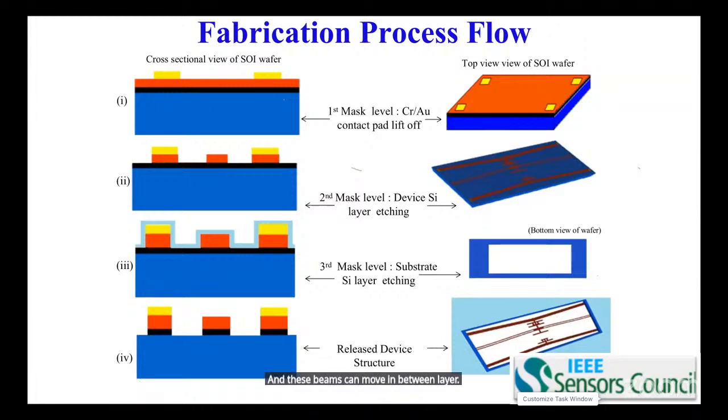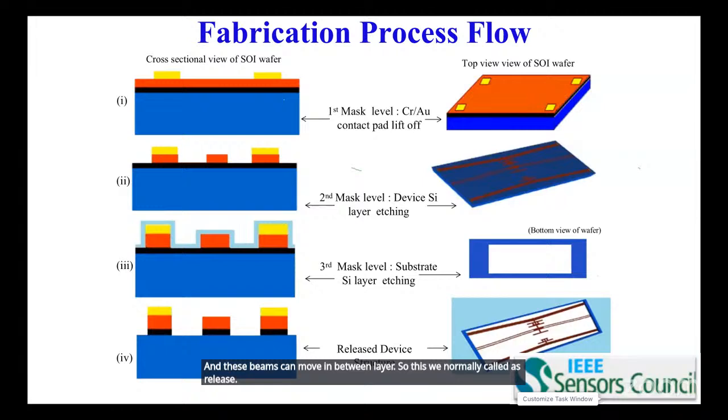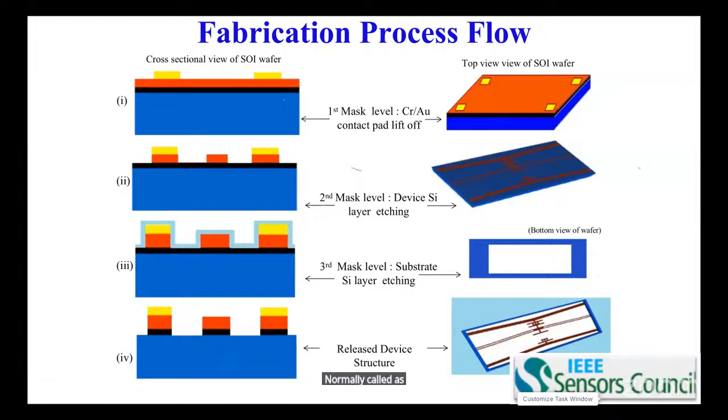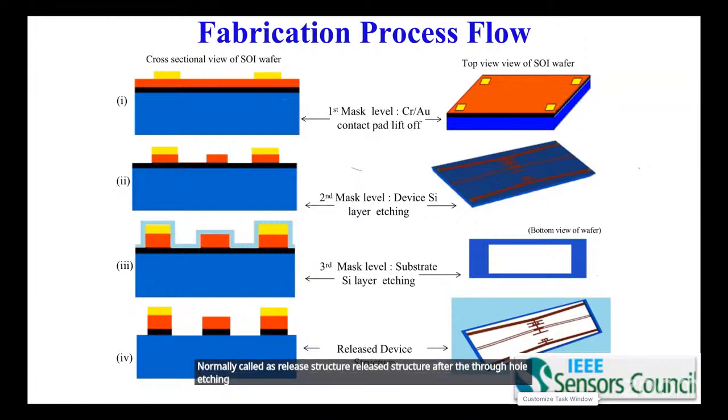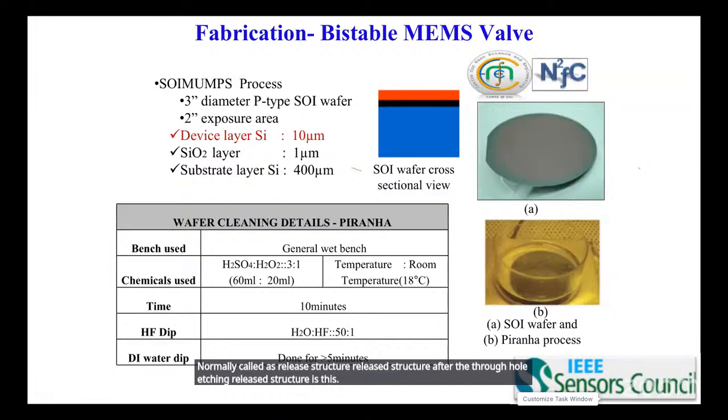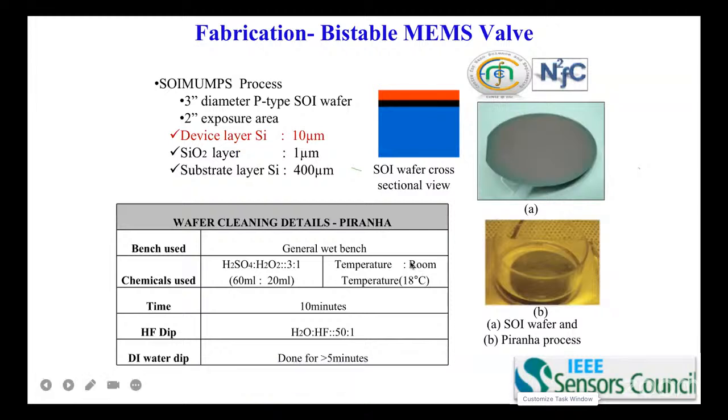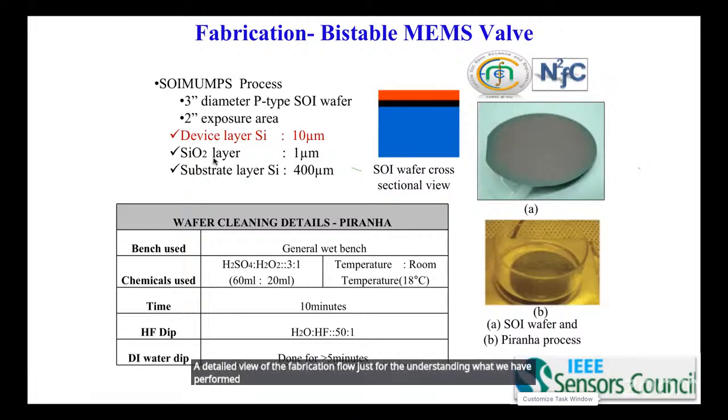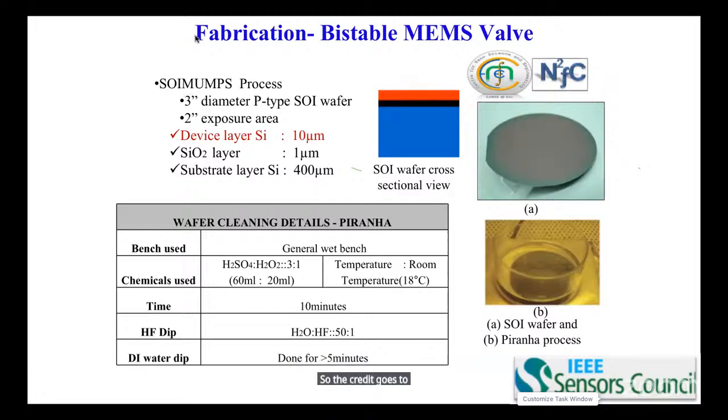So this we normally call a release structure. Released structure after the through hole etching, the released structure is this. A detailed view of the fabrication flow, just for the understanding of what we have performed, is mentioned here. The credit goes to the Indian Institute of Science because the fabrication was done there.